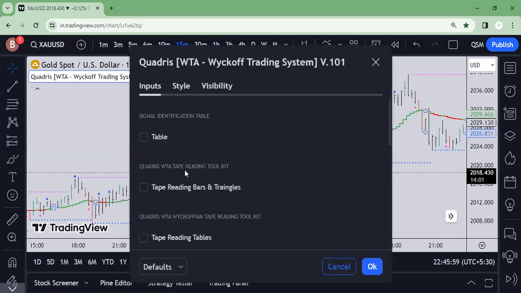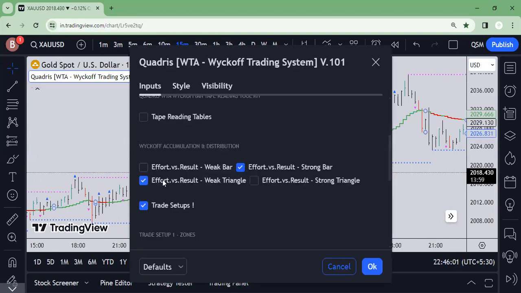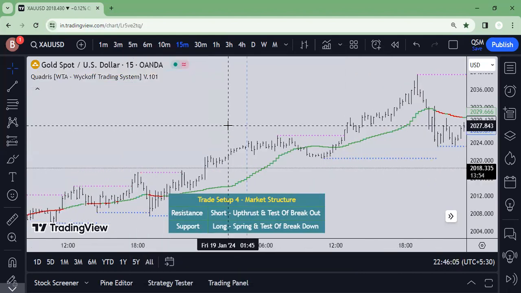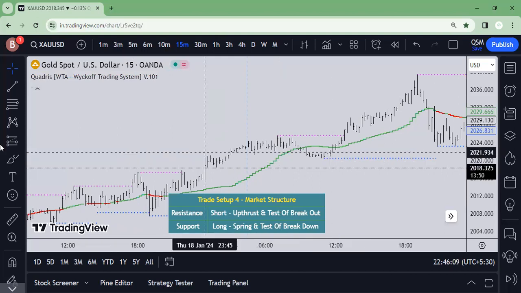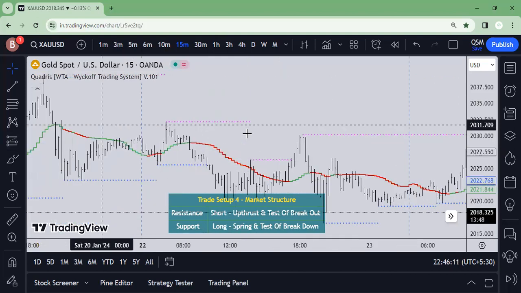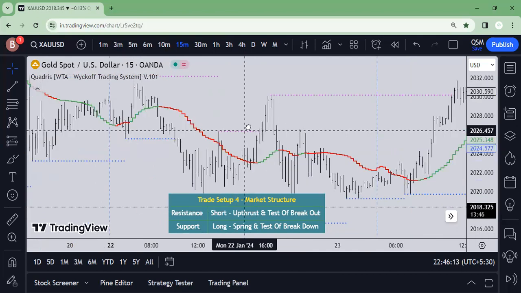So if not this one, accumulation and effort, what's the result? Now we have seen spring, now we'll see upthrust, spring and a test of a breakout.